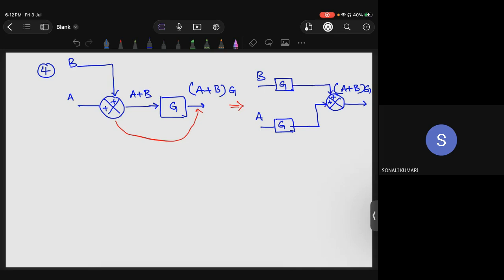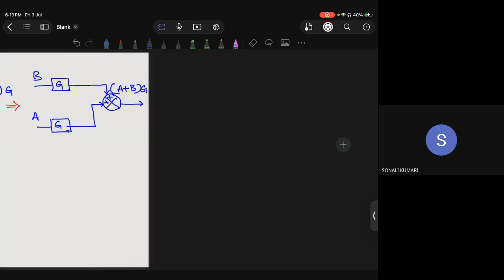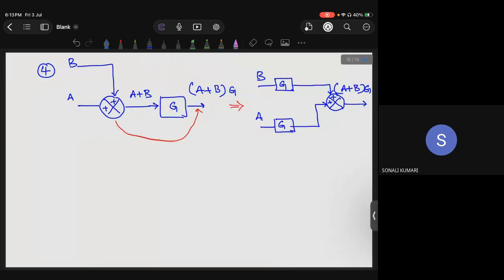Now you see it has got shifted. So it is shifting the summing point ahead of the block. Similarly, you can shift the summing point before the block also. Clear? Any doubt?